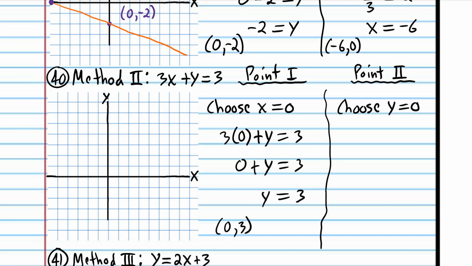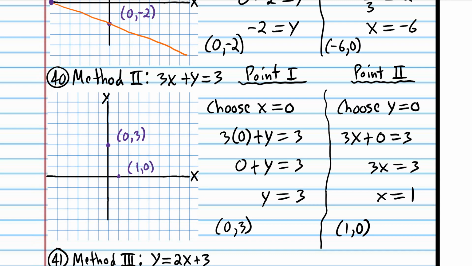Let's go ahead and plot that. 0, 3. And then over here, we're going to choose 0 for y. So we have 3x plus 0 equals 3. 3x equals 3, and x equals 1. So the point is 1, 0. Don't confuse your x and y value. 1, 0 for the second point.